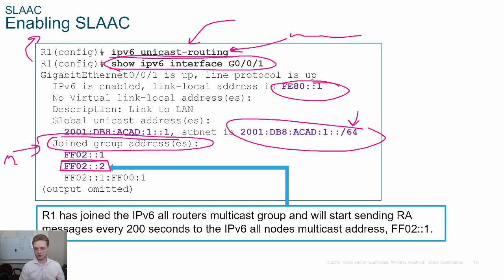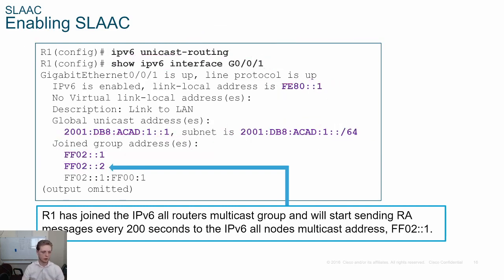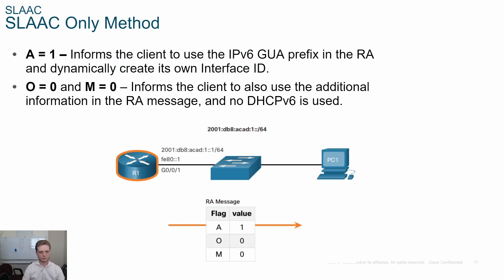Now FF02::1 is an IPv6 all devices group. So if you need to send something like a broadcast to all devices, technically not a broadcast, it's technically a multicast, but it's a multicast to every IPv6 device. FF02::1 is our multicast address for that.